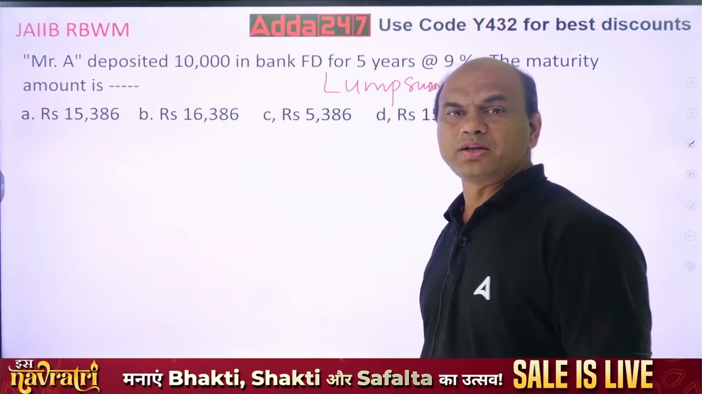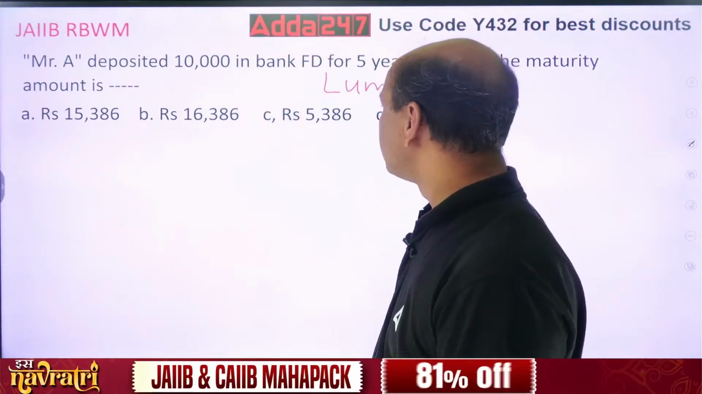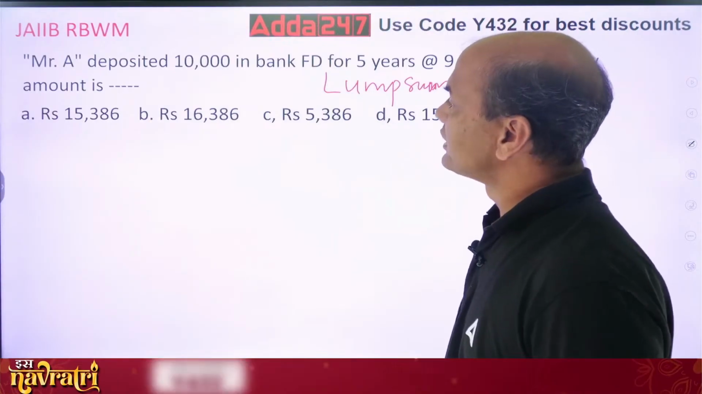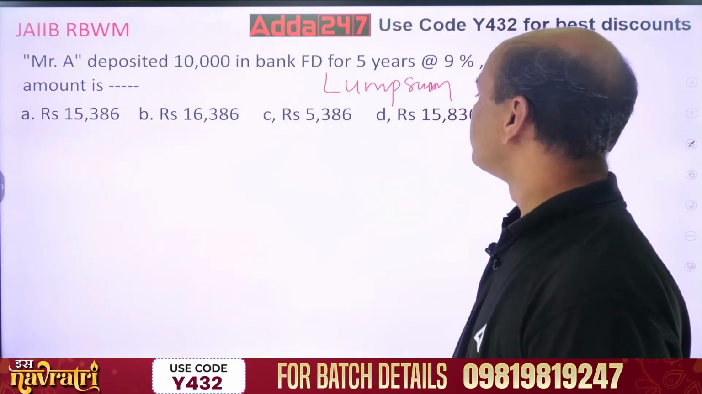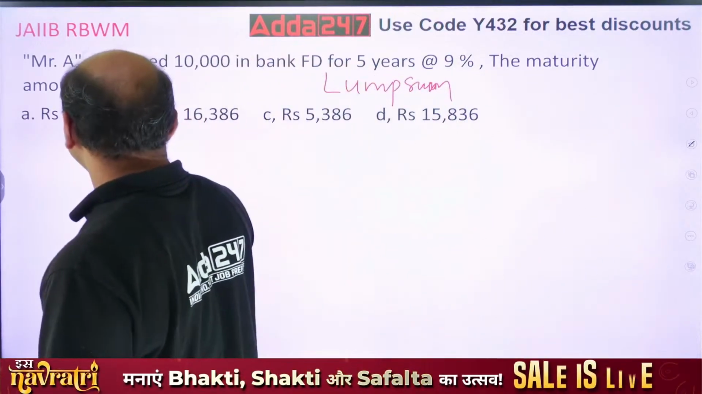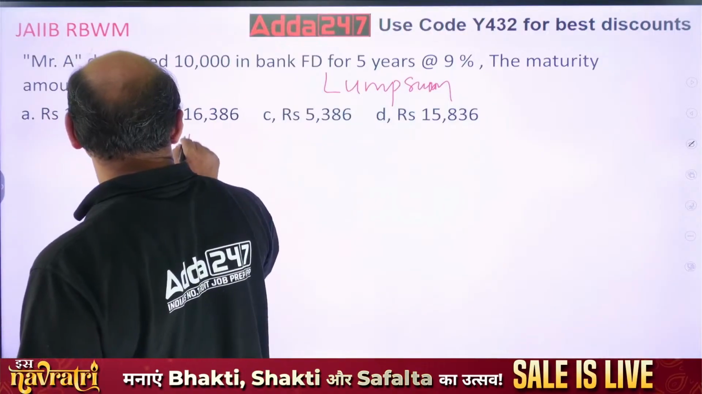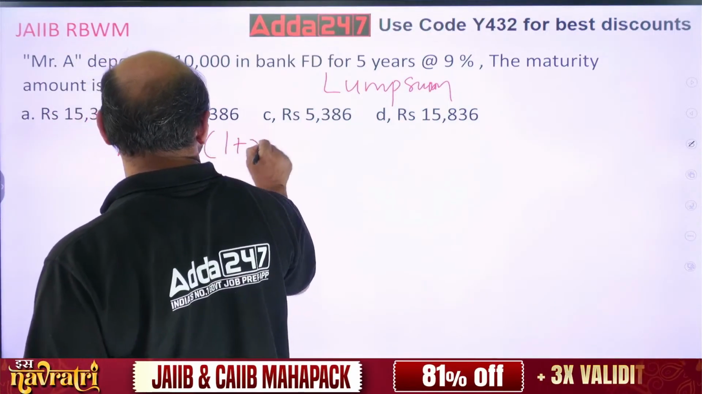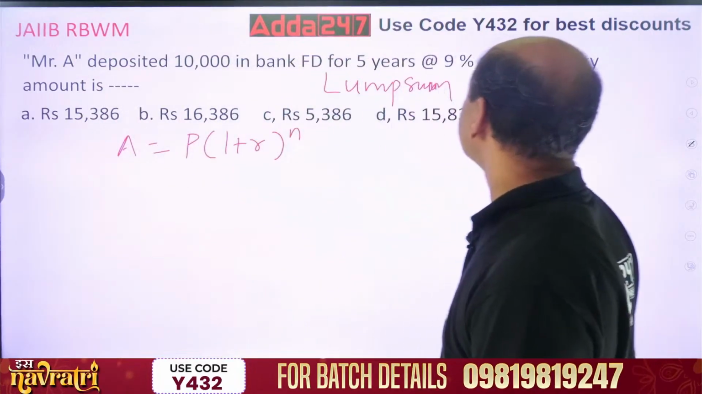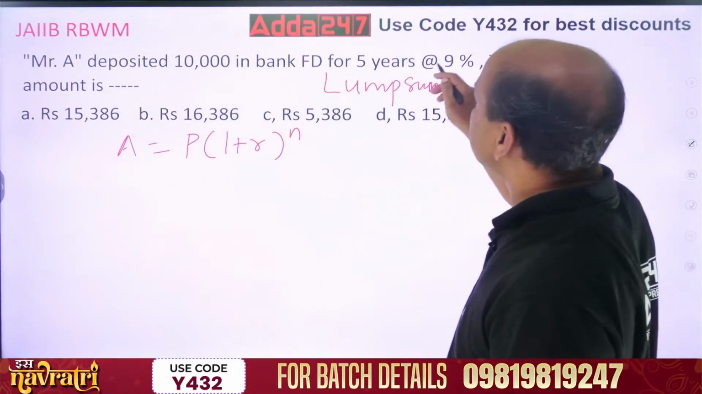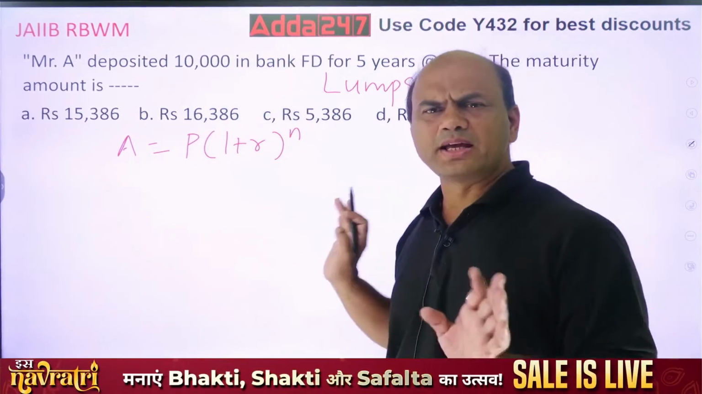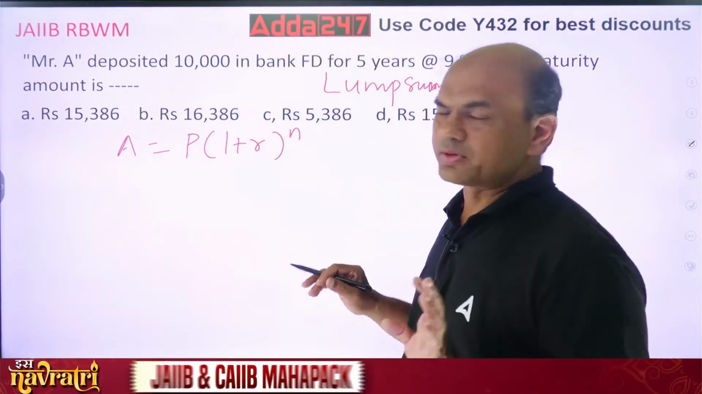First you try, everyone. What formula is used over here? It will be the lump sum formula: A equals P into (1 plus R) raised to N. This investment is yearly. It's not given as 6 months or quarterly, so R will be as it is. What is R? Rate of interest.